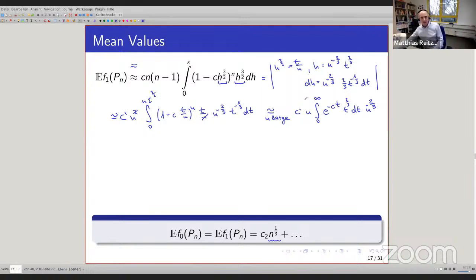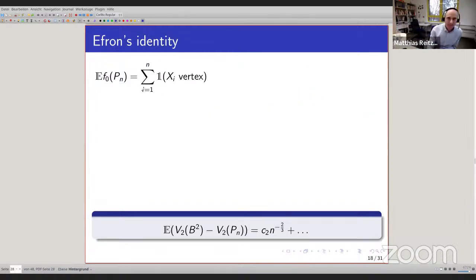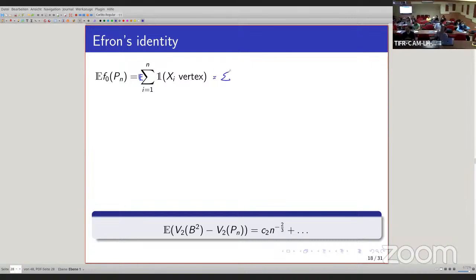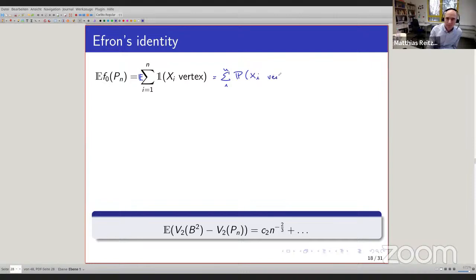The second interesting thing, if you know how many vertices and edges are there, would be the volume or the missed volume. And there's a very nice way to link this number of vertices to the expected volume. And this follows from Efron's identity. So you start with the expected number of vertices and you write it in this way. I've forgotten the expectation here. You check for each random point whether it is a vertex or not. So you just take the probability that xi is a vertex.